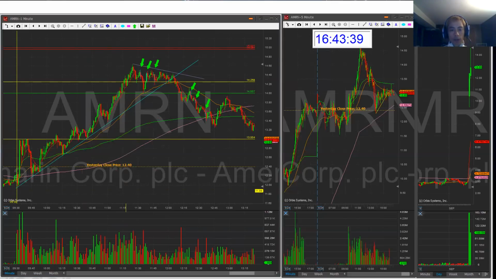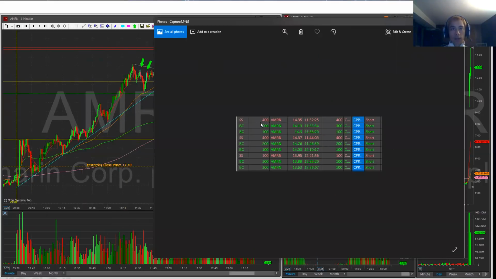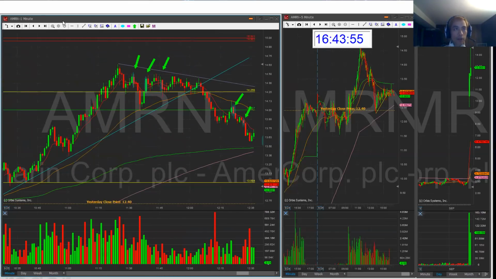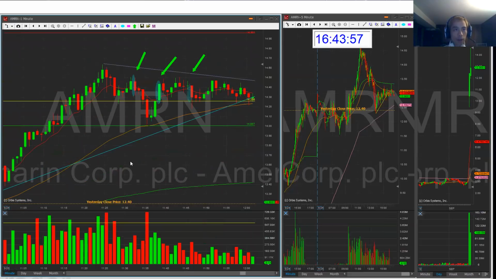Let's pull in my trades here real quick. Here it is. First trade, I took 400 shares at 11.32. I already marked that off. Zoom in a little bit. Right here, I took my first short. We were watching this trend, right?